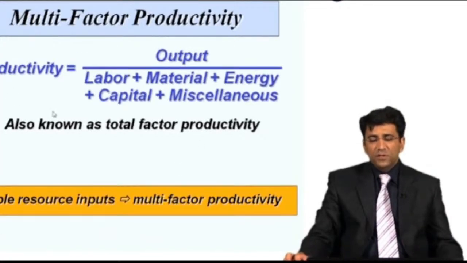As you can see, students, there can be different sorts of inputs like labor, material, energy, capital, miscellaneous, time. All these are different inputs. If we use more than one factor as input, and sometimes all the factors available as input in order to calculate productivity, then that will be termed the multi-factor productivity model. And if we use all the factors available as input for the calculation of productivity, then that may be termed the total factor productivity model. So this is the difference between the single factor productivity model and the multi-factor productivity model.